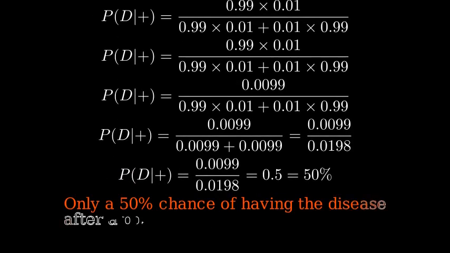This result might seem surprising. Despite the test being 99% accurate, if someone tests positive, there's only a 50% chance they actually have the disease. This is known as the false positive paradox, which occurs when testing for rare conditions.